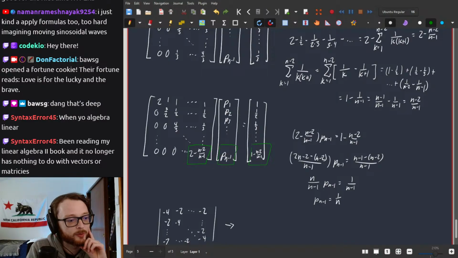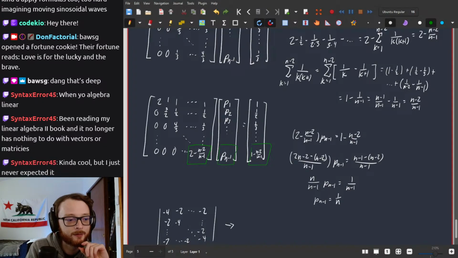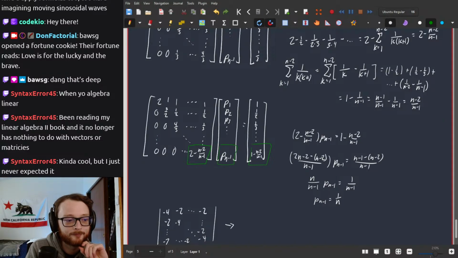Been reading my linear algebra 2 book, and it no longer has anything to do with vectors or matrices. That is advanced linear algebra for you. It's a good place to be because that's where you're learning some really deep stuff, but it is weird. And I haven't really learned it for myself either. I've run into it naturally when learning other types of math, but I haven't studied that type of advanced linear algebra specifically, and I would like to one day. Yeah, and there's other weird things, like vectors are no longer lists of numbers, they're just arbitrary objects.